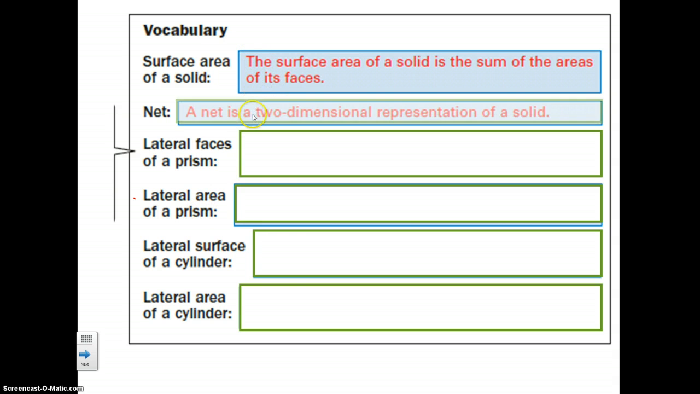A net is a two-dimensional representation of a solid. So it's like flattening out the solid.